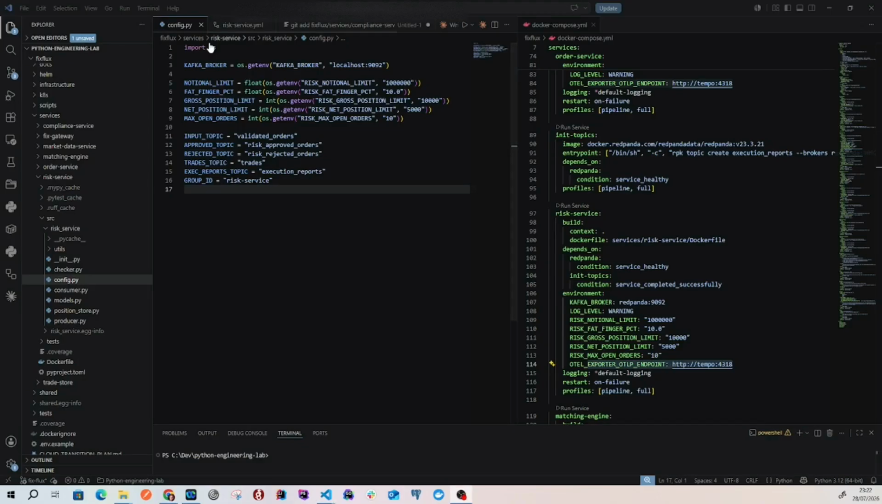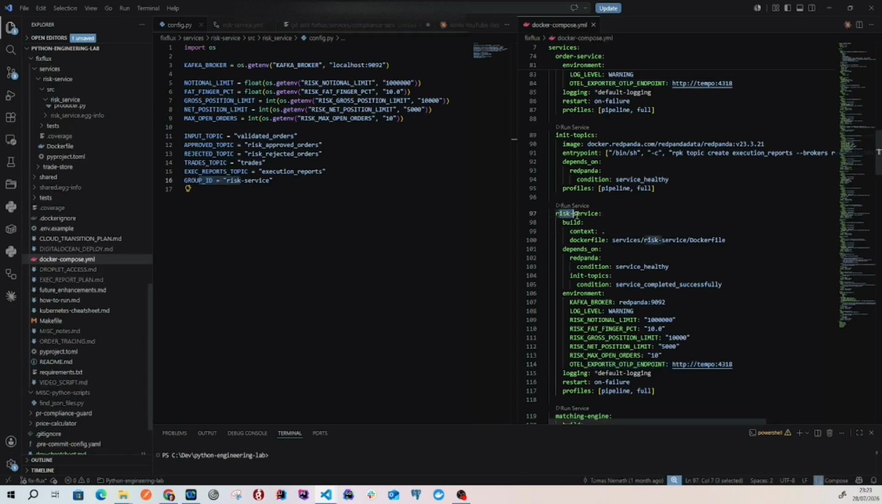Every limit is an environment variable with a sane default. Read once at startup. Nothing is hard-coded. Compliance can tighten the fat finger percentage or the notional cap for a specific deployment without touching a single line of Python. Just a redeploy with a new value in Docker Compose, or in Kubernetes, a new config map.